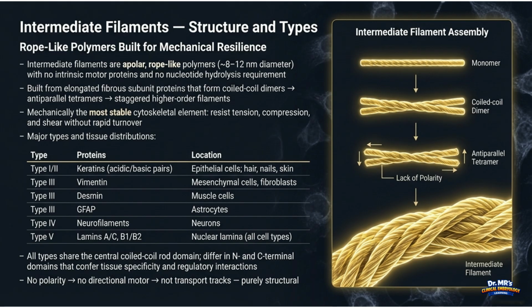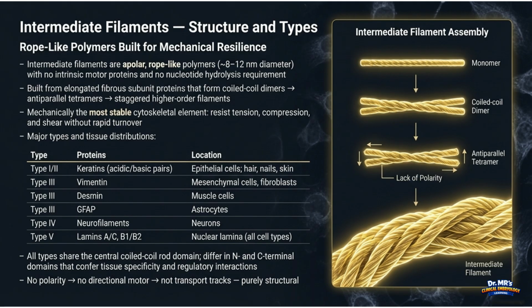But here is the critical architectural secret: they line up in an anti-parallel fashion, meaning the head of one dimer aligns with the tail of the other dimer. So because they are facing opposite directions, with equal numbers of protein subunits pointing both ways, the overall tetramer completely loses any sense of directionality. There is no structural difference between the two ends.